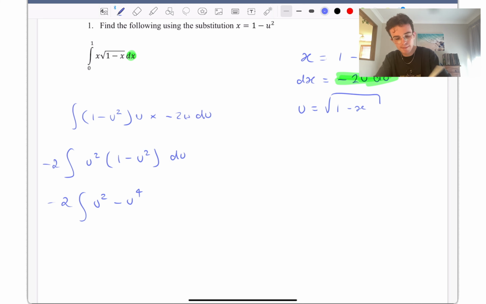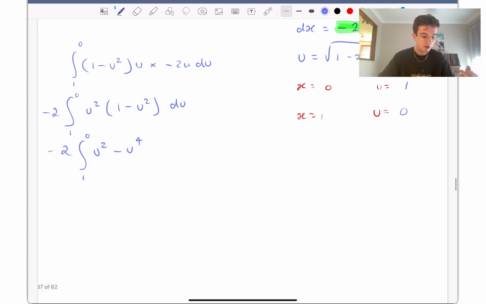Okay, let's have a look at my bounds now. So originally the bounds were from 0 to 1, and I want my new u values. So we've figured out that u is the square root of 1 minus x. So the square root of 1 minus 0 is 1, and the square root of 1 minus 1 is 0. So my bounds are not from 0 to 1 anymore. The bounds are actually from 1 to 0.